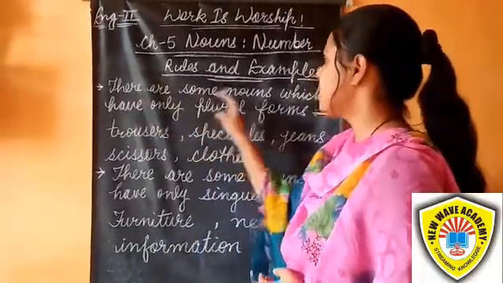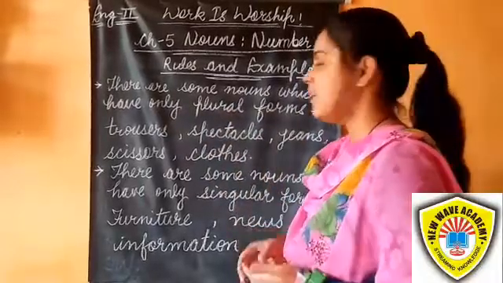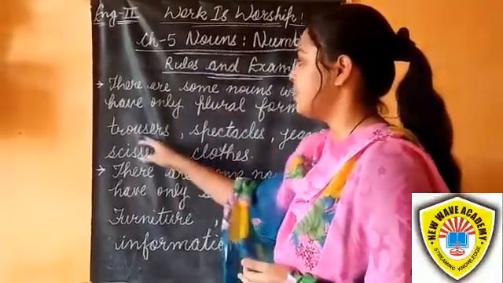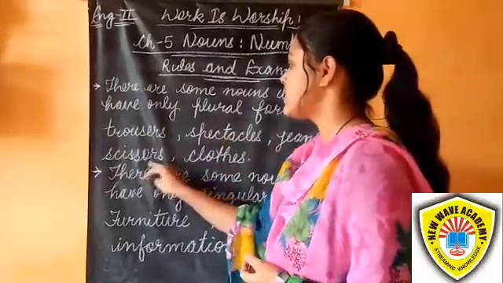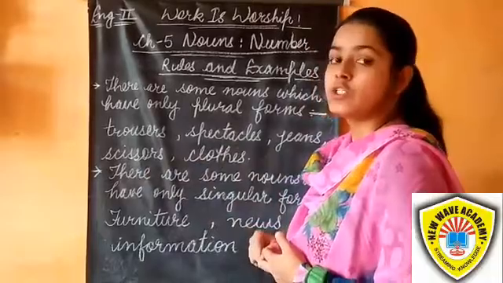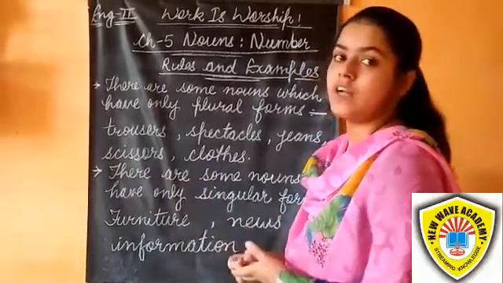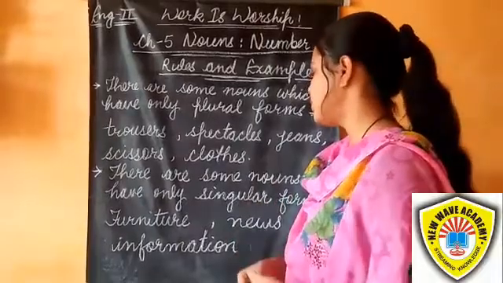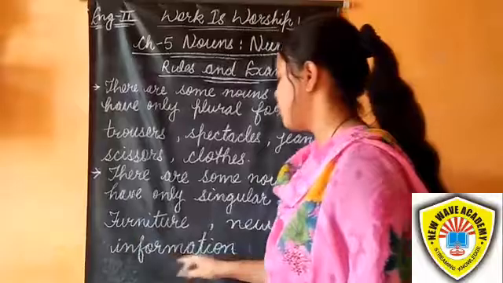There are some nouns which have only plural forms. They do not have a singular form. For example, trousers, spectacles, jeans, scissors, clothes. So students, there are some nouns which have only a singular form. They do not have a plural form. For example, furniture, news, information.